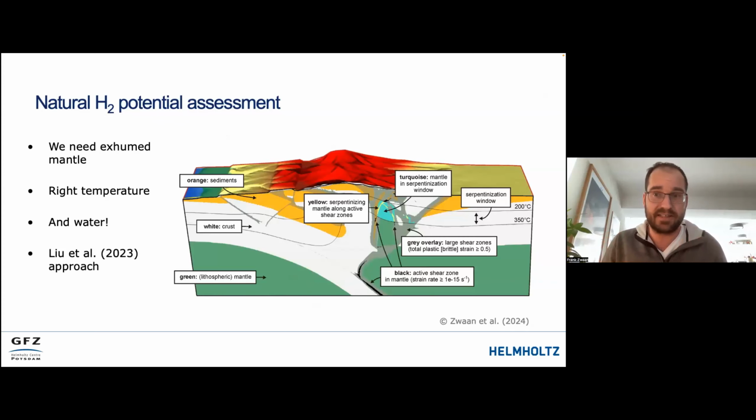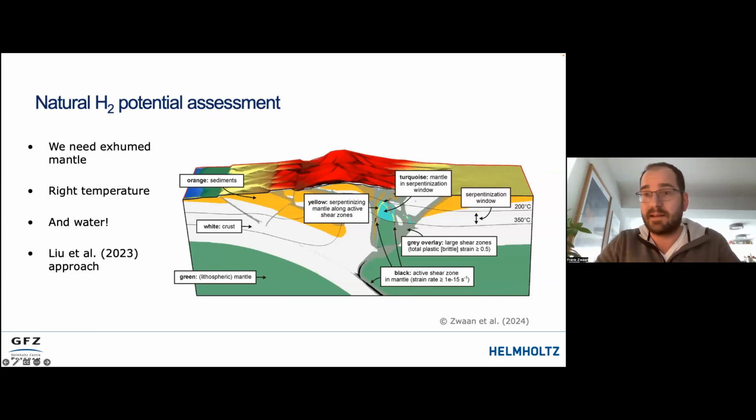So we were basing ourselves on the previous work, or the work that was previously shown in the previous presentation from the analog model, the numerical modeling by Liu et al., where we assume that serpentinization is very efficient between about 200 to 350 degrees centigrade, which is the serpentinization window. That's a temperature where the serpentinization really produces, in a short time, as much hydrogen as possible.